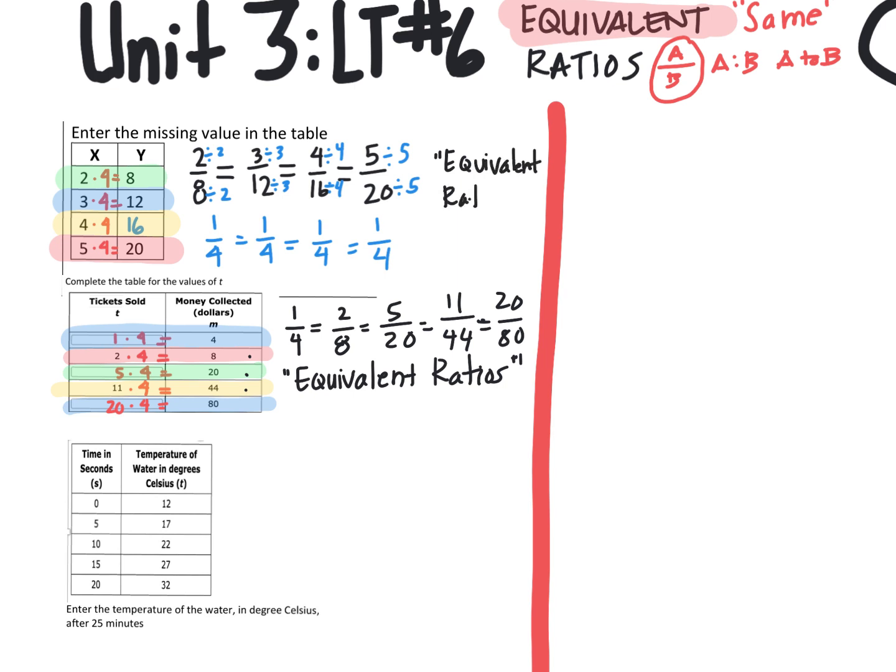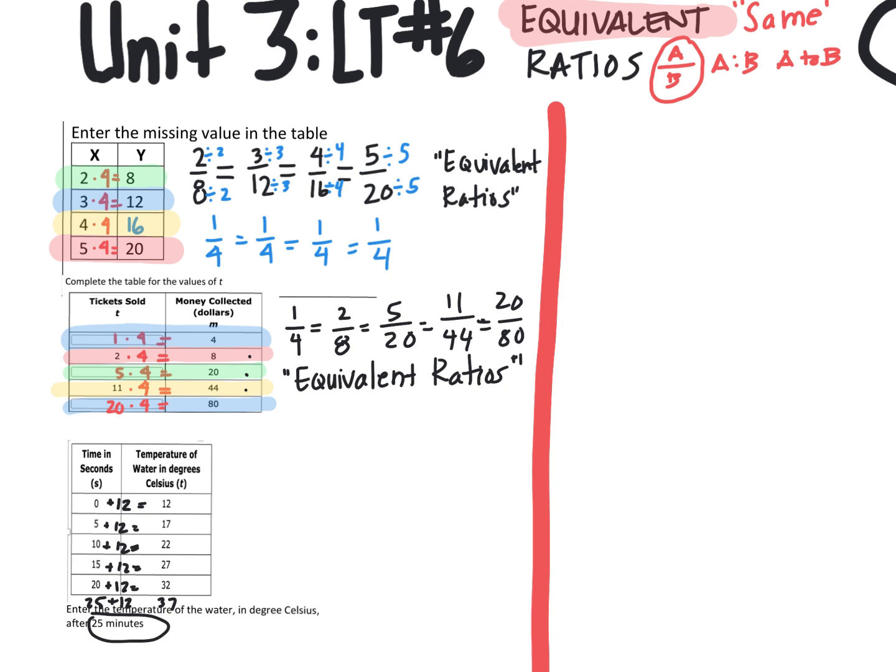All right. And because we know they're equivalent, just like we did last time on our homework, we know 0 plus 12, in this case instead of times, is 12. 5 plus 12 is 17. 10 plus 12 is 22. 15 plus 12 is 27. 20 plus 12 is 32. And they're asking for 25 minutes. So 25 plus 12 is 37.